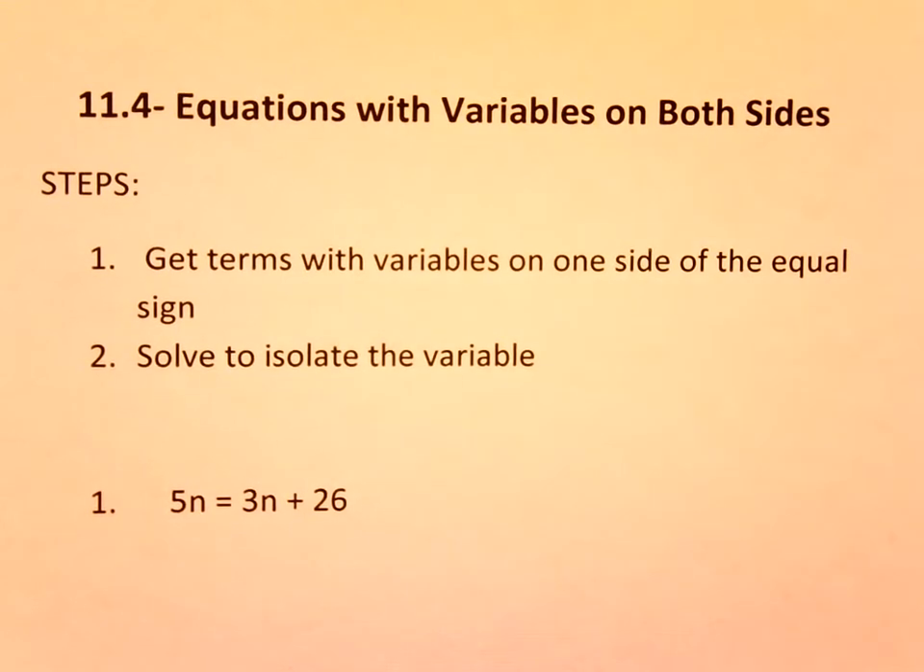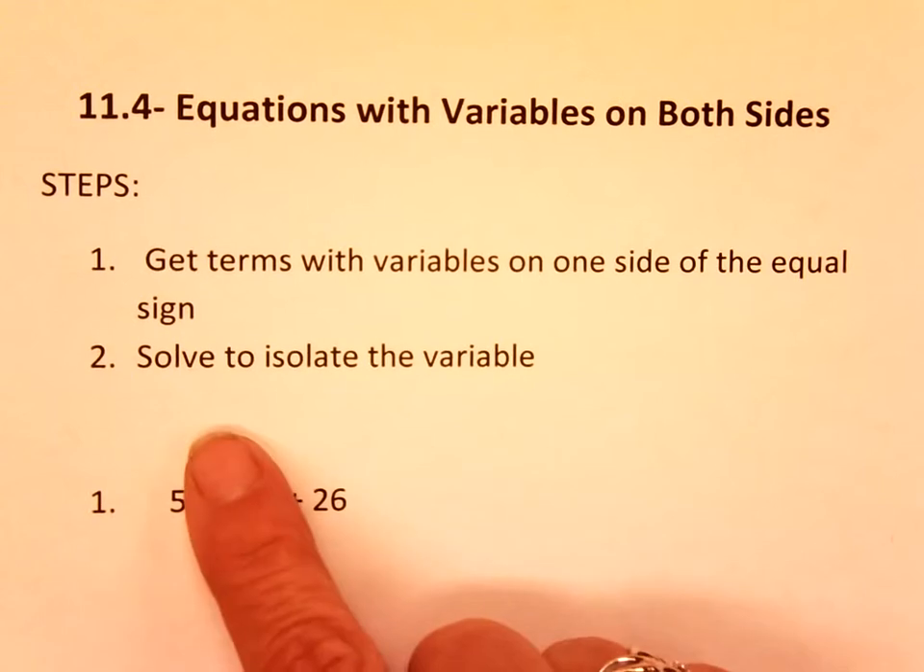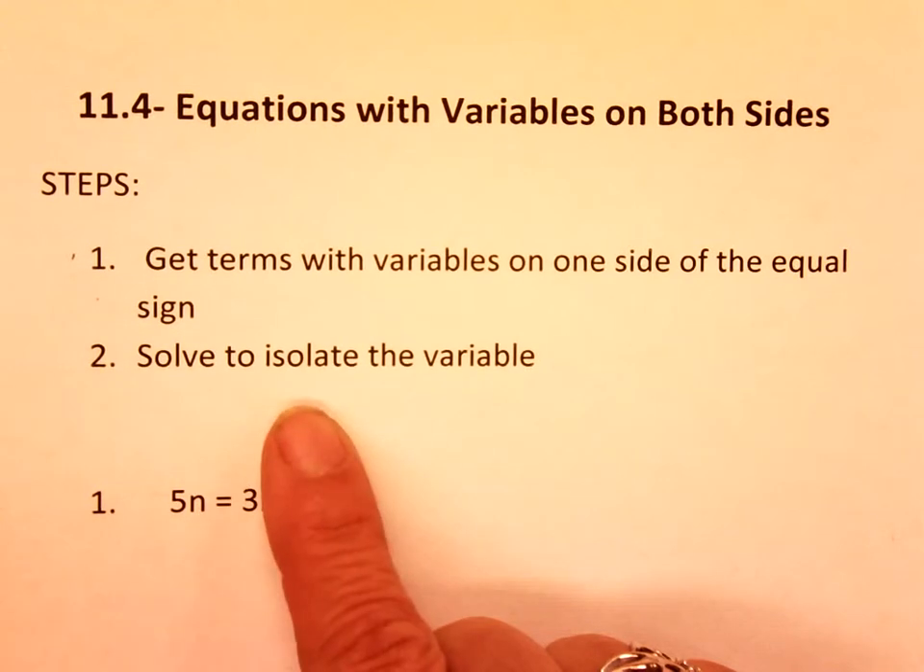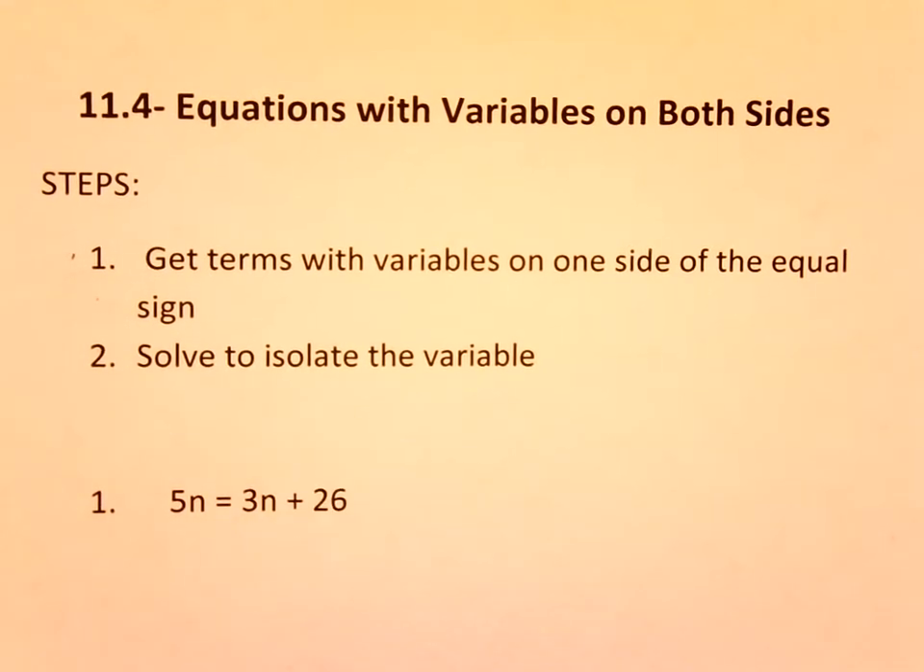Today's lesson is 11.4, equations with variables on both sides. So here are your steps. Step 1 is to get terms with variables on one side of the equal sign. Step 2 is to solve to isolate the variable. So let's look at number 1.